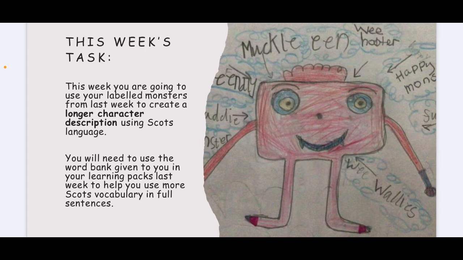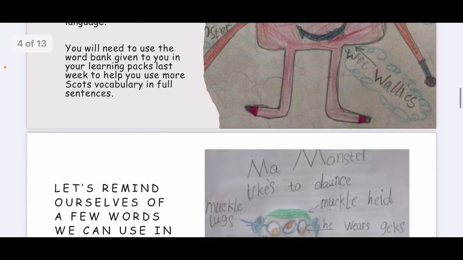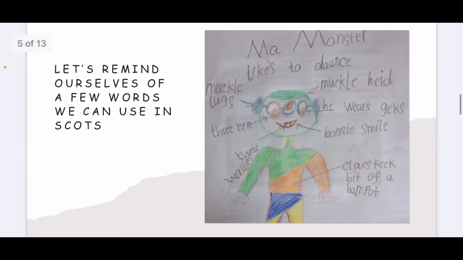You will need to use the word bank given to you in your learning packs last week to help you use more Scots vocabulary in full sentences. Last week you used the vocabulary to label your monsters and describe them, but this week you're going to be putting those words into fuller, longer sentences to add more detail and more description for your character. So let's remind ourselves of a few words we can use in Scots.